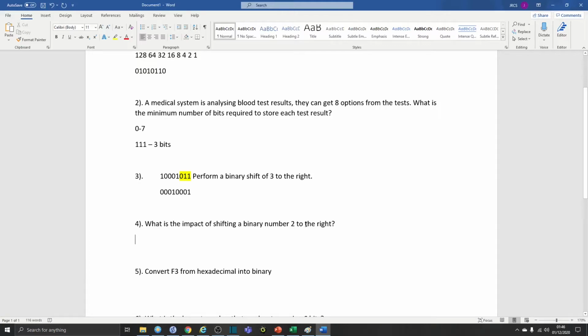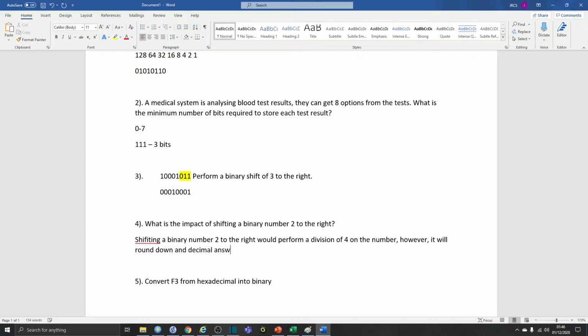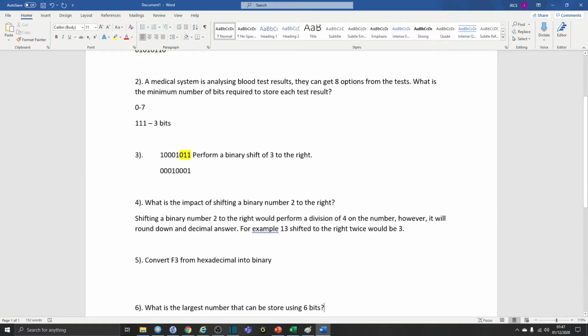What is the impact of shifting a binary number 2 to the right? Shifting a binary number 2 to the right would perform a division by 4 on the number. However, it will round down any decimal answers. For example, you could give an example. So let's think. 13 shifted to the right twice would be 3 because you divide it by 2. If you shift it by 1, you would lose the 1 straight away. So divide by 2, that would be 6, and then 6 divided by 2 would be 3. So that's rounded down. Okay, there you go, perfect answer.